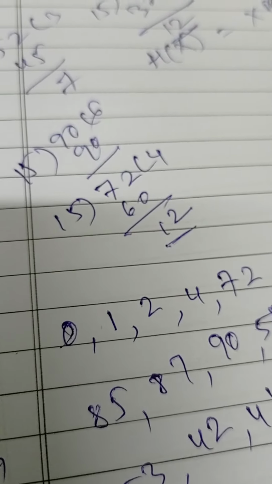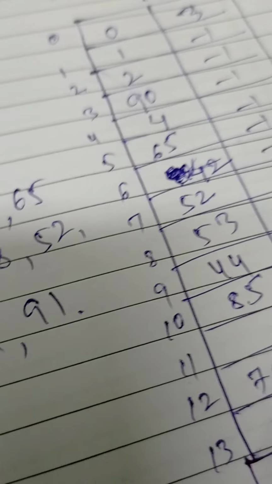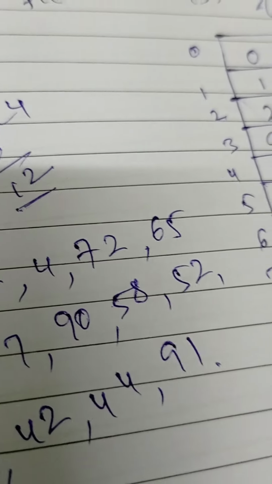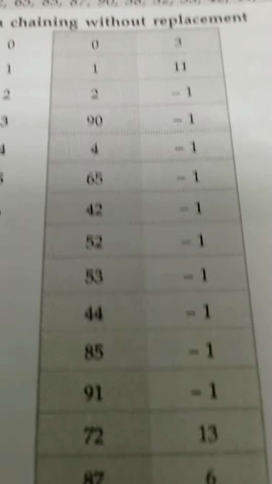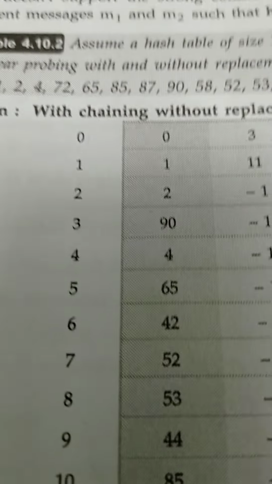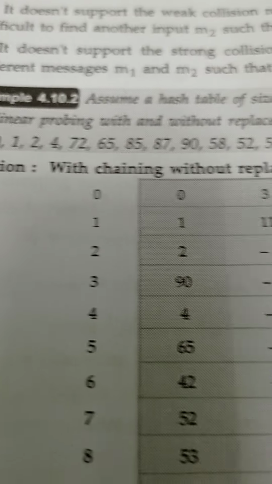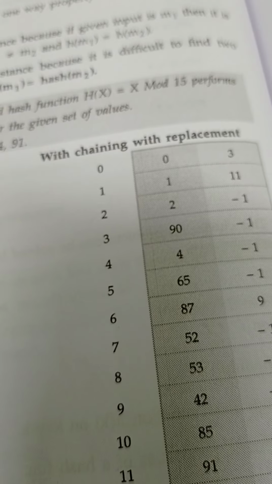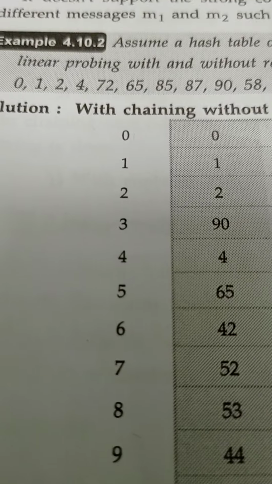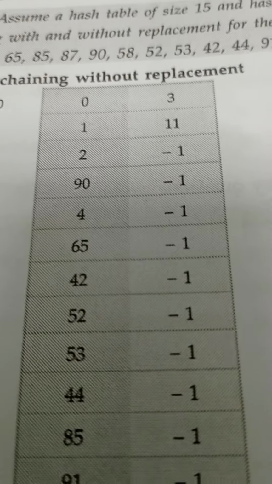Like this, we'll store. After this we'll store 44 in the 9th location because it is free. Then afterwards we'll store the data 91 in the 11th location. This is how we can store the data using the concept of probing: assume hash table size, then perform linear probing with chaining and without replacement. This technique is without replacement.